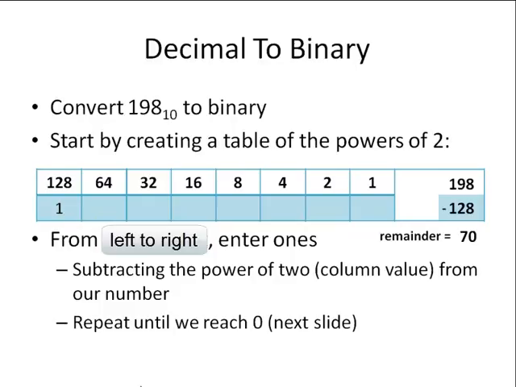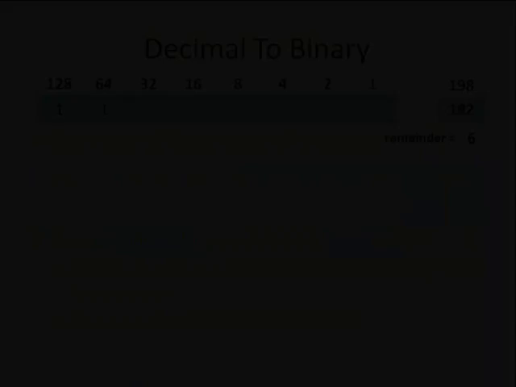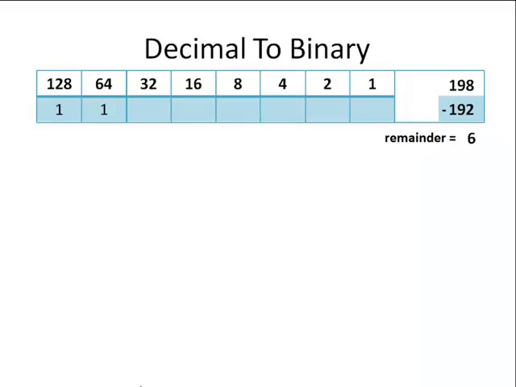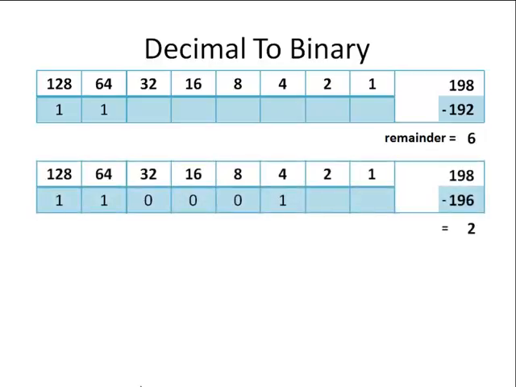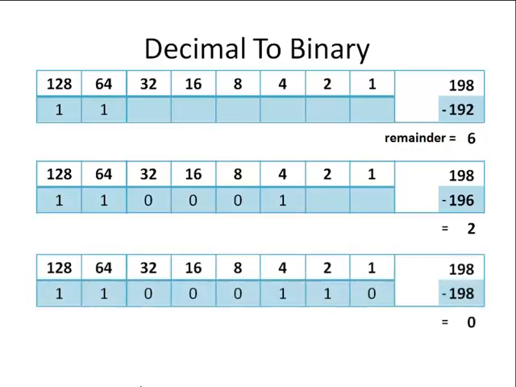and that will give us a remainder of 70. And then we're going to repeat what we've just done until we reach 0. So if we take away another 64, then we will now have a remainder of 6. So 70 minus 64 is a remainder of 6. And we can't take away 32, we can't take away 16, we can't take away 8, we can take away 4, we'll leave a remainder of 2. And finally we can take away 2, we'll leave a remainder of 0. Any remaining columns we just fill in with zeros, and that gives us the binary value 11000110.